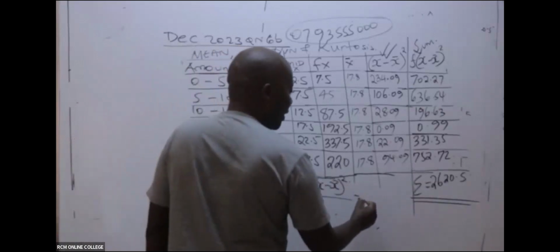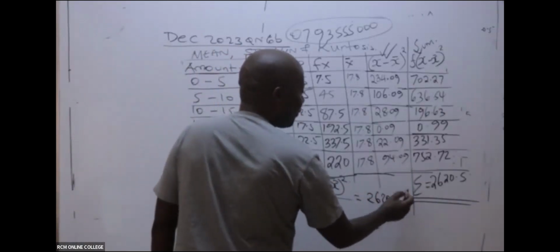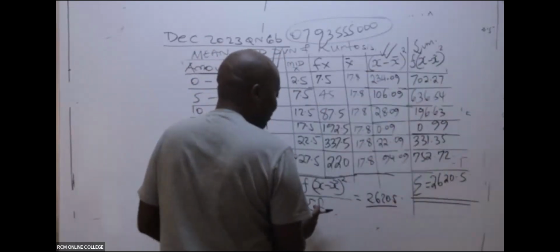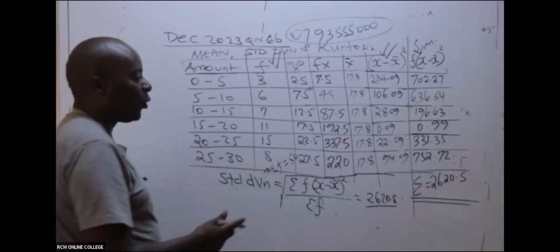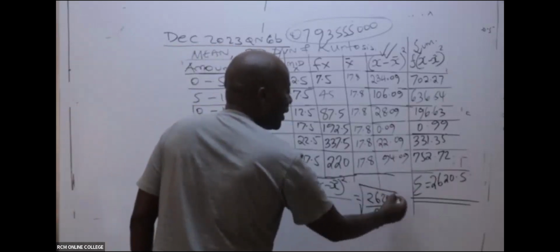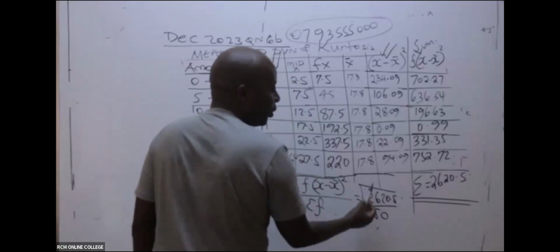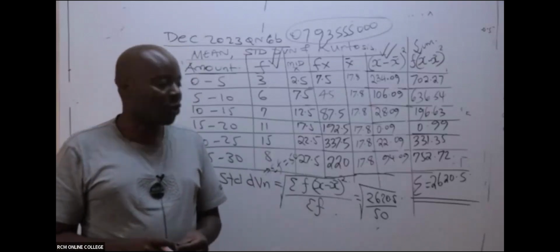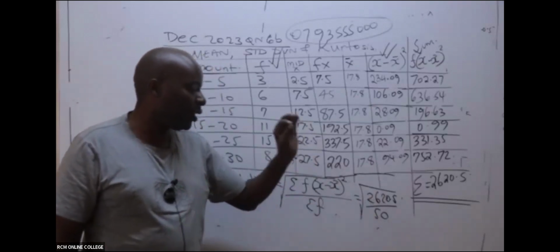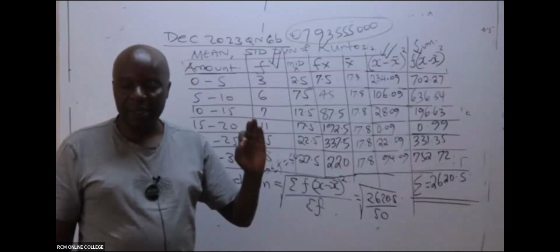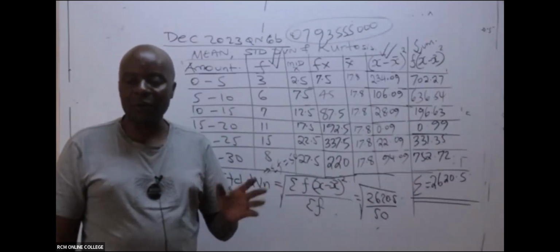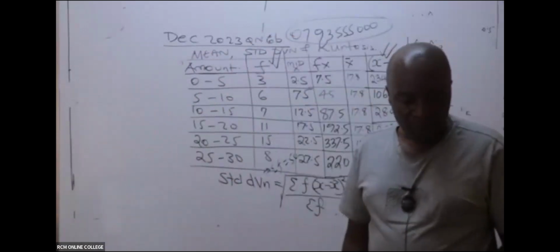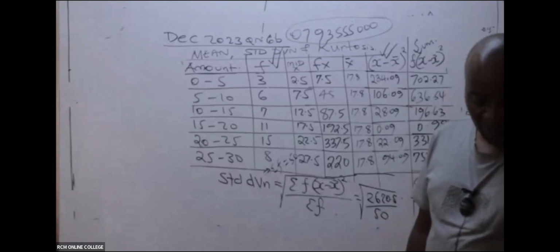As in the figure that you have here, 2620.5, this is the figure that you already have. You divide this by the summation of frequency, which was 50. Whatever quotient I get when I divide, I take the square root. So you take 2620.5 divided by 50, and whatever answer we get, we take the square root of that answer, then we are at home.